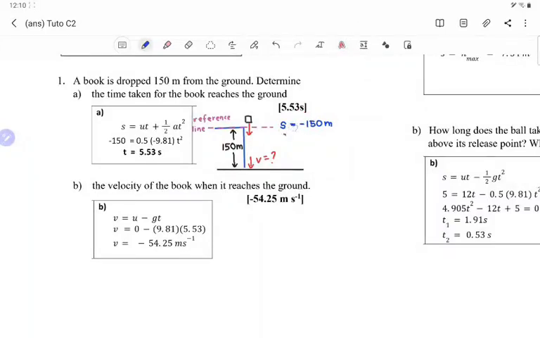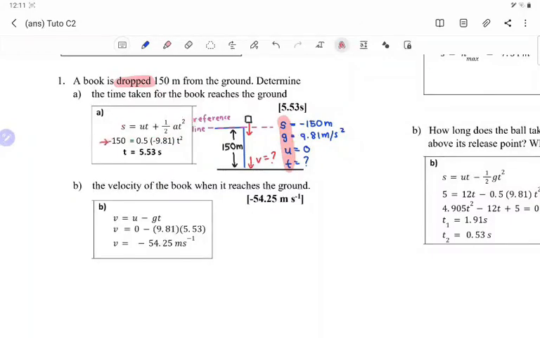Then we know that G is equal to 9.81 meter per second squared. The keyword is that the book is dropped, dijatuhkan. So initially the velocity is equal to 0, so U is equal to 0. Now we need to find T. Okay, so having listed all the parameters, semua parameter kita dah keluarkan. Jadi formula mana yang the most suitable to find time? Yes, this one over here.